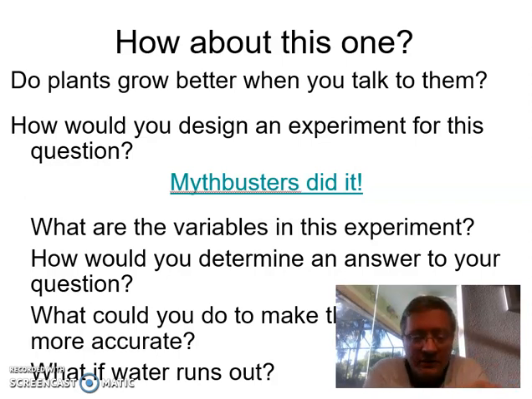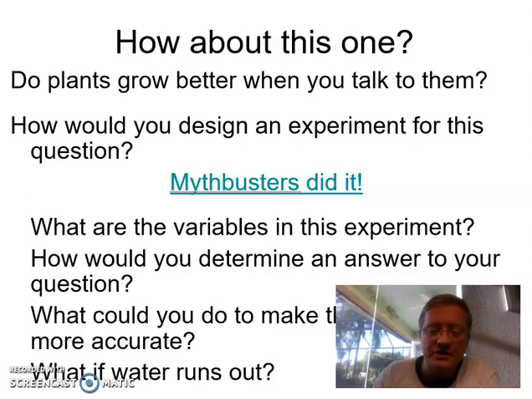Think about what the variables are in the experiment. How would you determine an answer to your question? What could you do to make the experiment more accurate? Again, sorry, it's covering it up. And then finally, what happens if the water runs out? If all of the plants had the water shut off for two weeks and all experienced the same thing, would that affect the result? So answer these questions in your sheets as well. Why don't you go ahead and watch that, pause it, and come back.